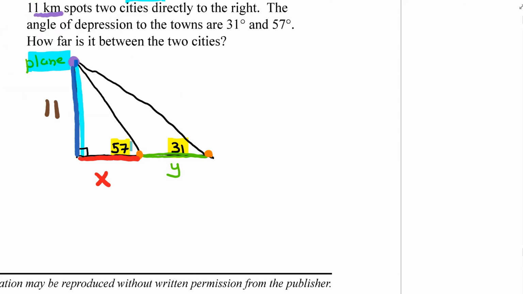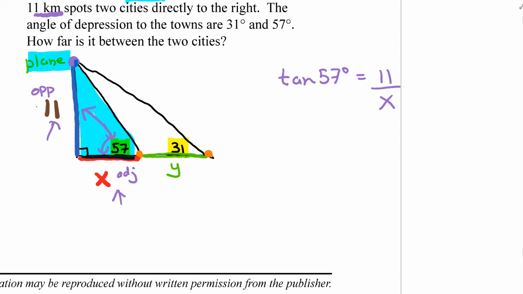Let's start off with this smaller triangle here in blue. So I have 57 degrees, I have 11, and I have x, right? Based on all those numbers and variables, I need to find a trig function that relates the 57, the 11, and the x. Well, the 11 here is the opposite, and the x here is the adjacent, so the function that relates all that is tan. So tan of 57 degrees equals the opposite, which is 11, over x.